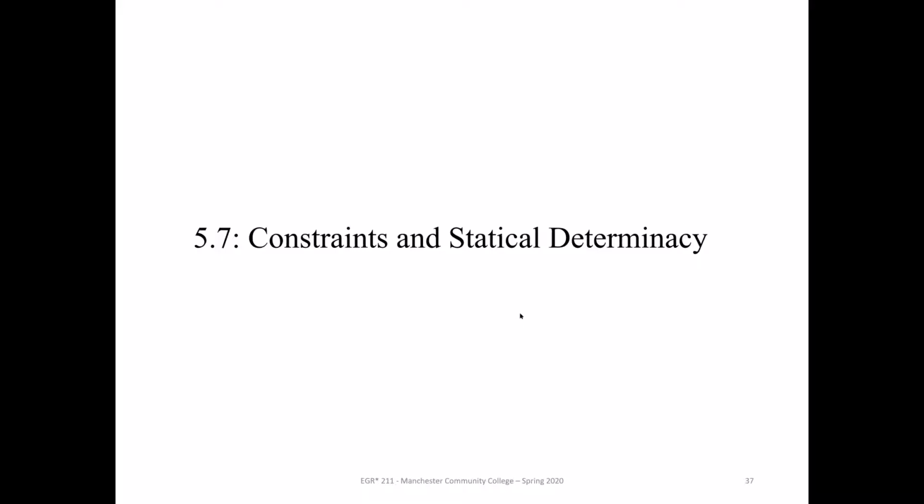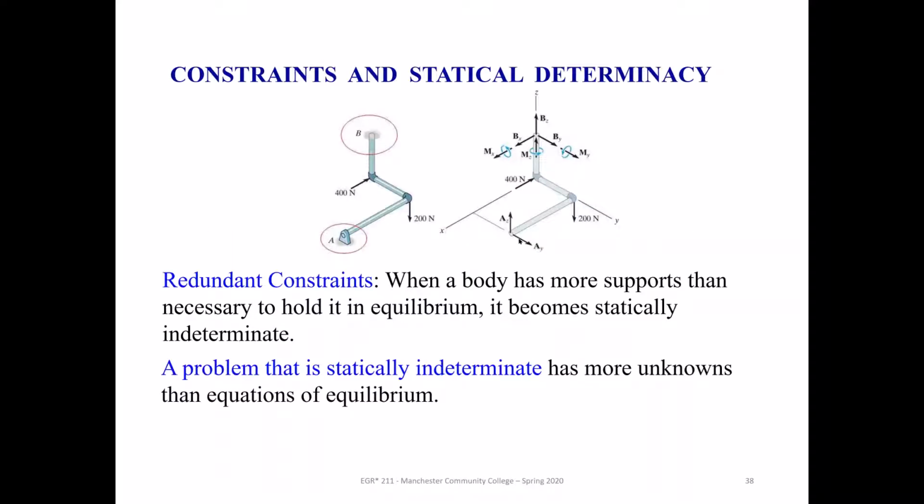Going to take a look at Chapter 5, Section 7, Constraints and Statistical Determinacy. Okay. There are certain cases where you have a problem, and it could be that you have more reactions than you have independent equations. And an example of this is here.